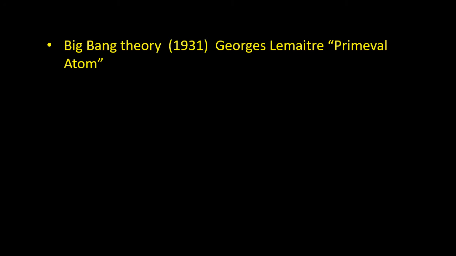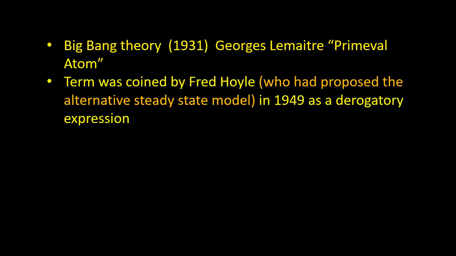The Big Bang theory was first proposed in 1931 by a Belgian Catholic priest, Georges Lemaitre. Although he didn't use the term Big Bang, he called it the explosion of the primeval atom. The term Big Bang itself was coined by Fred Hoyle, who didn't believe in the theory and had proposed an alternative steady-state model in 1949. He actually intended it as a derogatory expression.